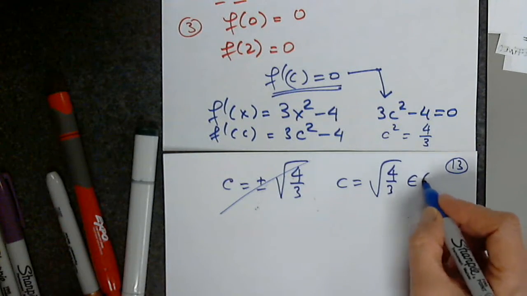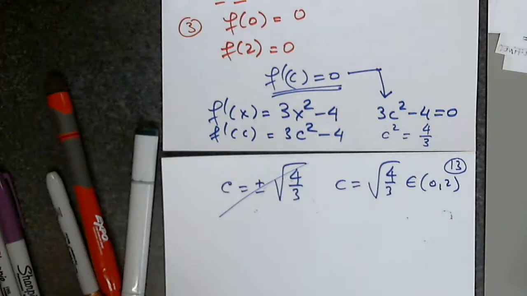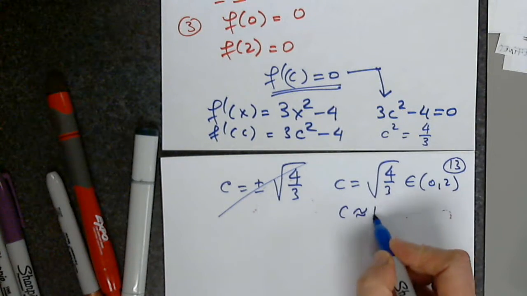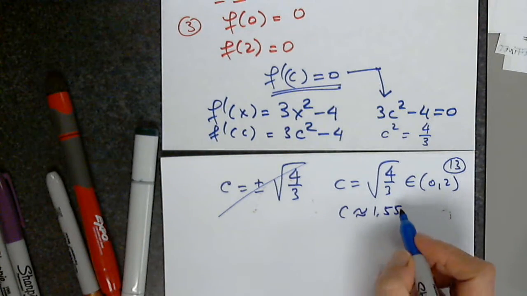And this is a number between 0 and 2. And I have to check. Of course, it's guaranteed by Rolle's theorem, if all 3 conditions are fulfilled. So I have the square root of 4 over 3, the square root 4 divided by 3. It must be a number between 0 and 2. And it is 1.155. So C is approximately 1.155.